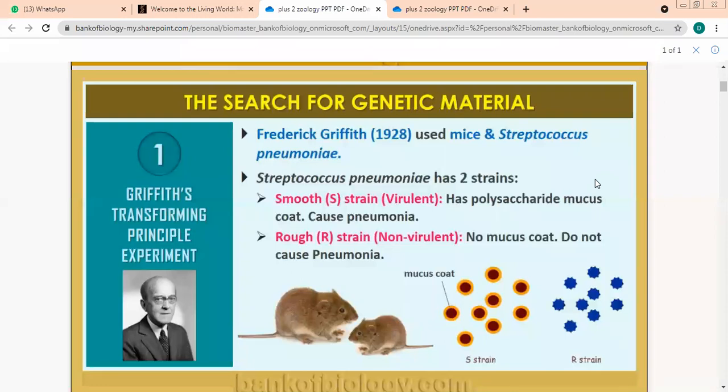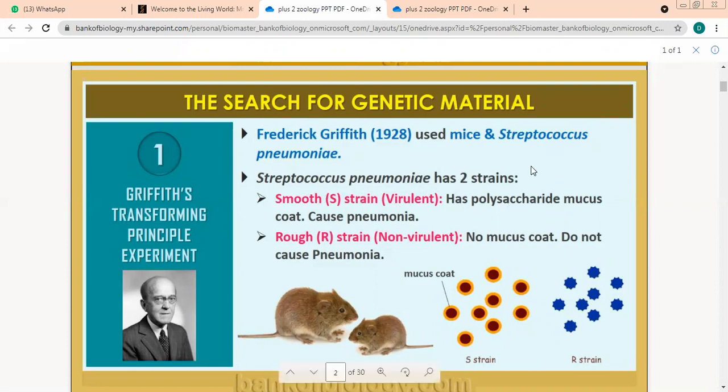Okay, Frederick Griffith. Understand his experiment. Often we have questions from this. He used mice and Streptococcus pneumoniae. He did his experiment on mice. He took this Streptococcus pneumoniae, which is the one that causes pneumonia.